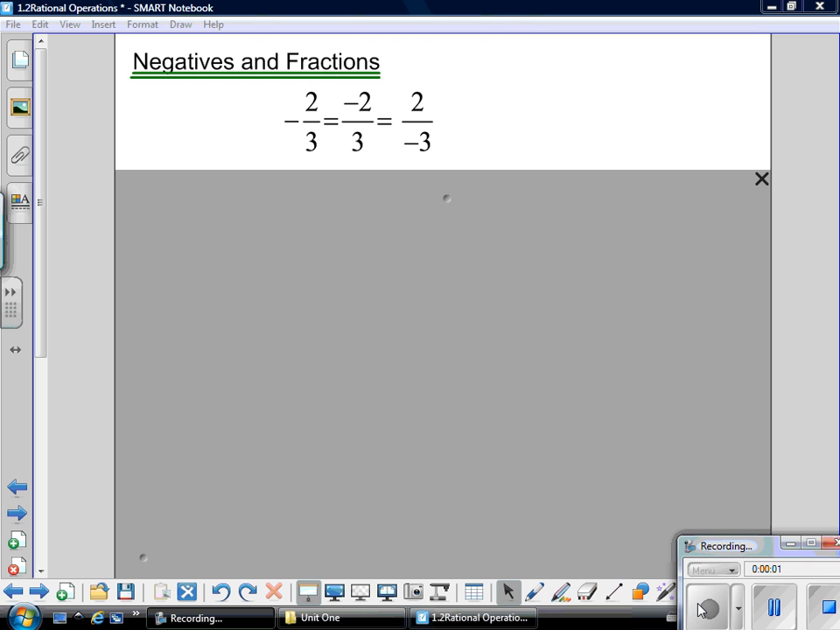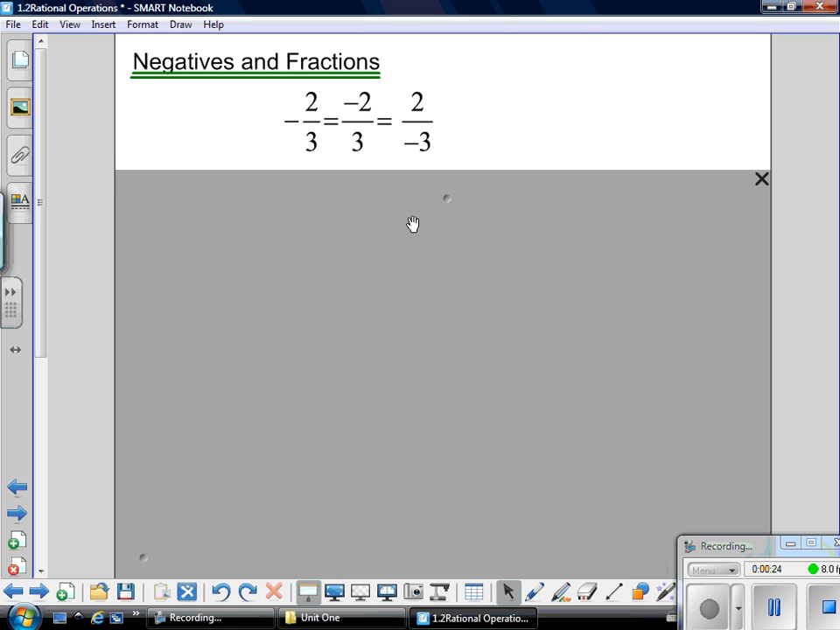All right, another thing that we want to talk about too, just so that we're all clarified, dealing with negatives and fractions. Okay, so if I have negative 2/3, that's the same as negative 2 over 3, and that's the same as 2 over negative 3. So all of these are equal to each other. That's why there's an equal sign between the three of the items.